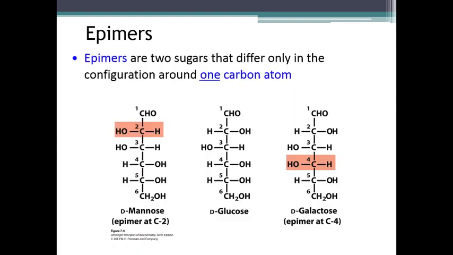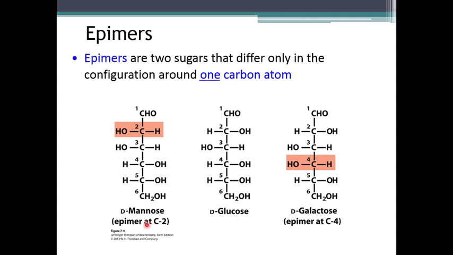Besides enantiomers, we have another term that we use to differentiate various sugars, and that is epimers. Epimers are 2 sugars that differ only in the configuration around 1 carbon atom. For example, if you look at glucose, glucose has 6 carbons starting from the aldehyde, 1, 2, 3, 4, 5, 6. Now, as you can see, the hydroxy group on the chiral carbon that is most distant from the aldehyde is on the right, and hence it's called D-glucose.